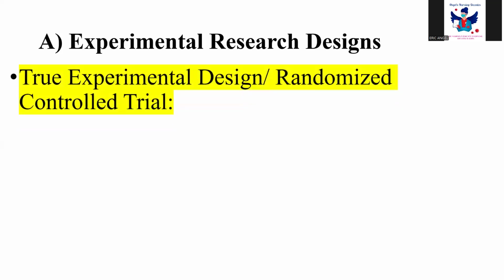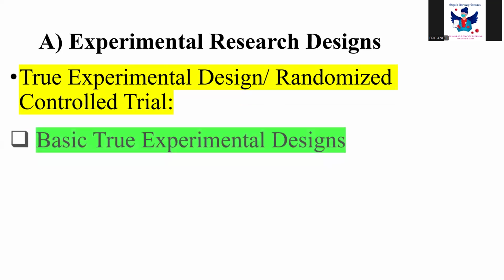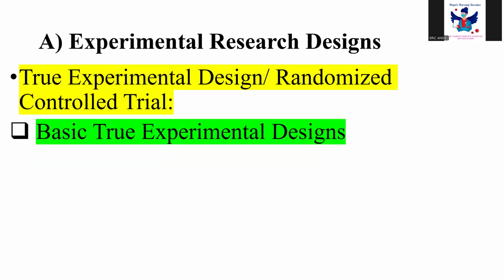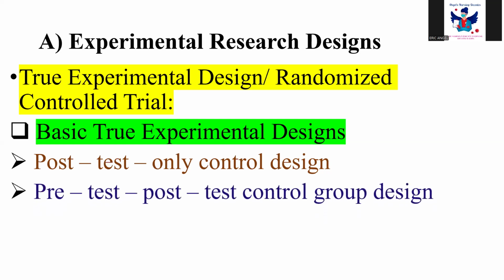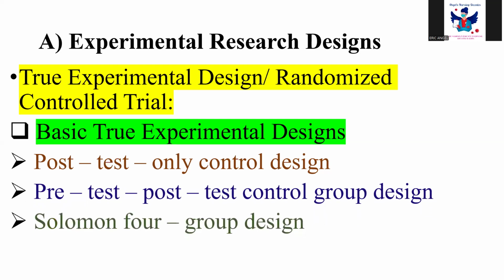First, experimental research design. It is again classified into true experimental design or randomized control trial. This true experimental design or randomized control trial is again divided into basic true experimental design and specific true experimental design. Under basic true experimental design, it is again classified into three categories. First one, post-test only control group design. Second, pre-test, post-test control group design. Third, Solomon 4-group design.